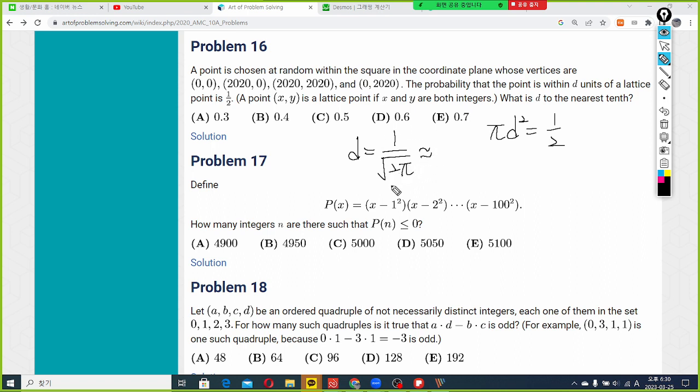Find this value using calculator. 1 over square root of 2 pi is, can you use calculator? Find the value of 1 over square root of 2 pi. Got around 0.399. So which one is closest from the options? Oh, B. Yeah, B is the answer.